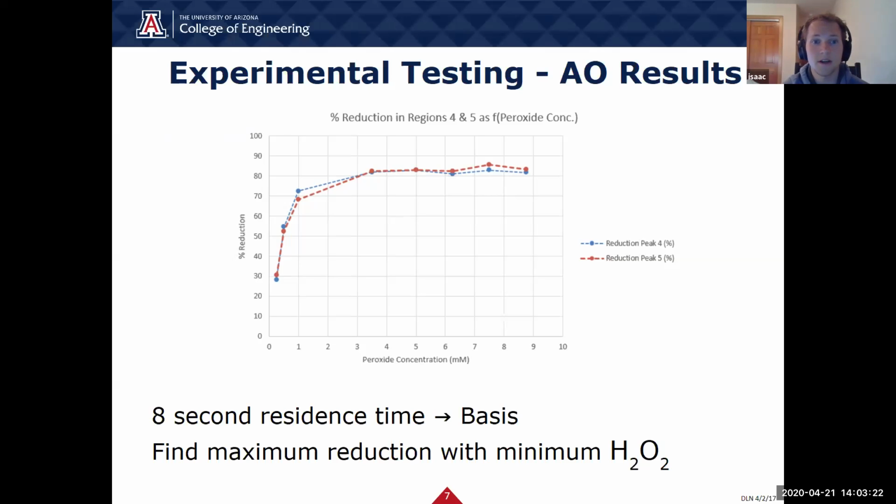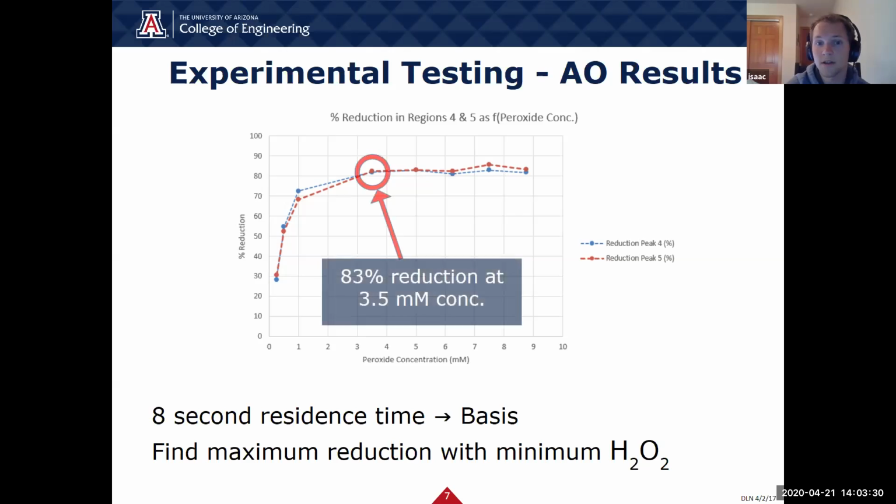We have percent reduction on the y-axis and peroxide concentration on the x-axis, and you see that it flattens off around 83% reduction at around 3.5 millimolar concentration. This is a limit in terms of how much the system can reduce trace organics overall. So this is going to be our design basis concentration, so we minimize chemical cost while maximizing the reduction potential.